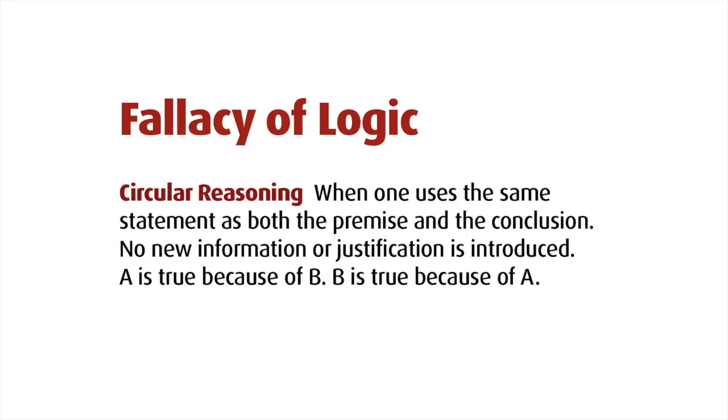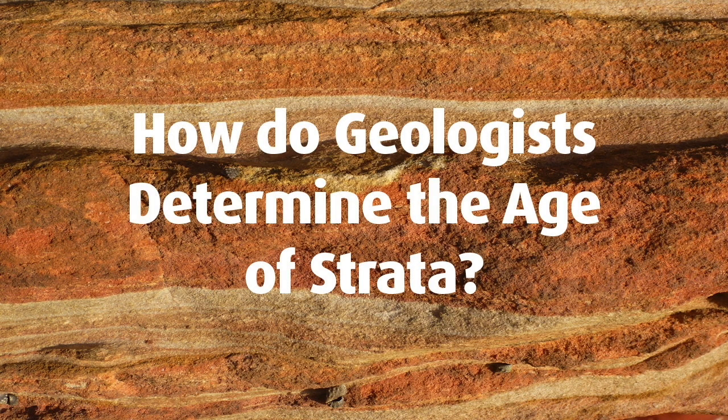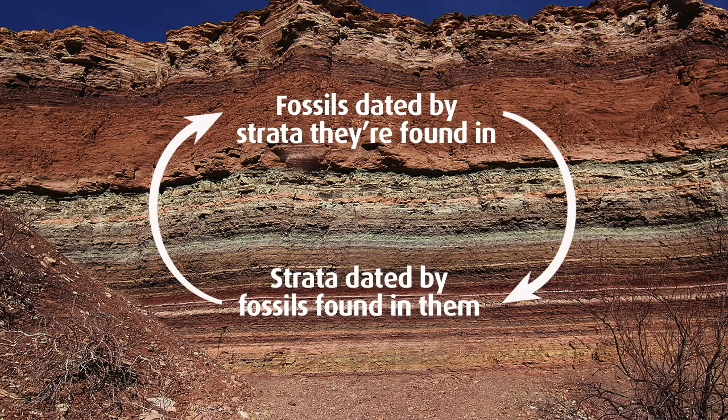So how does this apply to fossils? Well, here's the question. How do geologists determine the age of strata? And this is how they do it. The fossils are dated by the strata that they're found in, and the strata are dated by the fossils found in them. Can you see the problem with this?